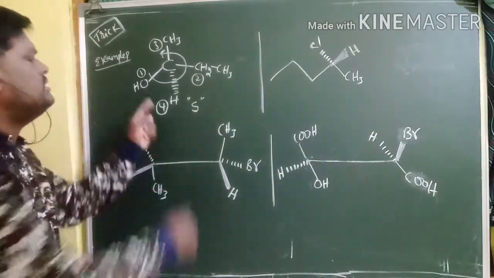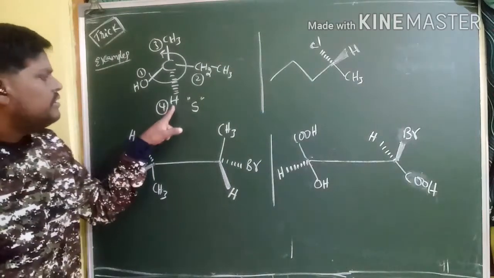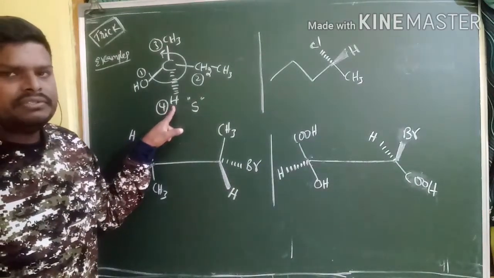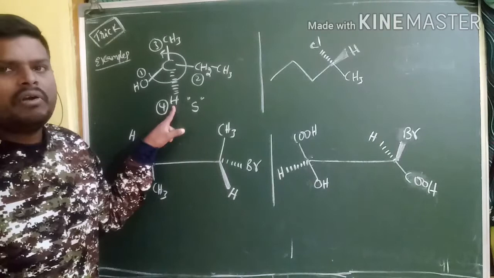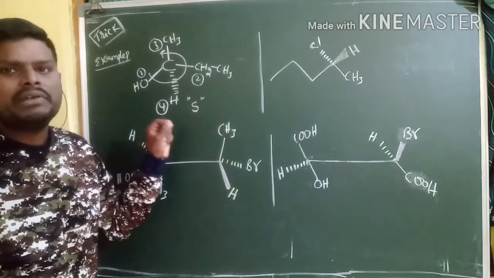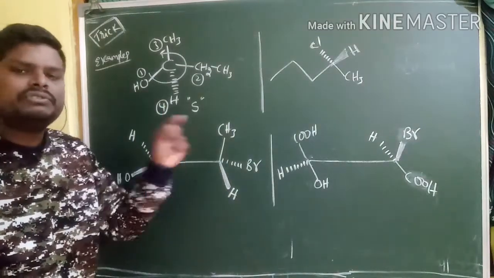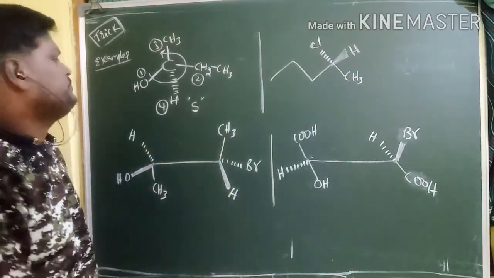S configuration. It is anti-clockwise direction. That's why it is S configuration. Here hydrogen is the least priority, sir. So here the least priority is already present on the broken wedge. That's why don't change the given molecular structure. You can directly assign S configuration according to the priority rule.